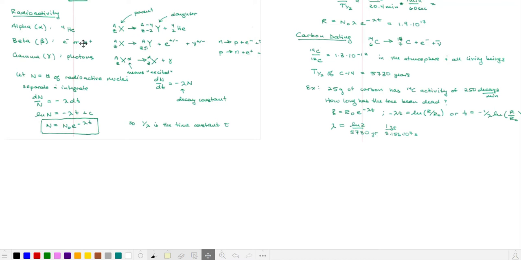And similarly for beta decay, we turn a neutron into a proton or a proton into a neutron. So we change the atomic number by 1, either increase it or decrease it, depending on whether we took a proton to a neutron or a neutron to a proton. And this little symbol that we've never talked about before is a neutrino. So this neutrino has no charge, but it's necessary to conserve the spin in this reaction.